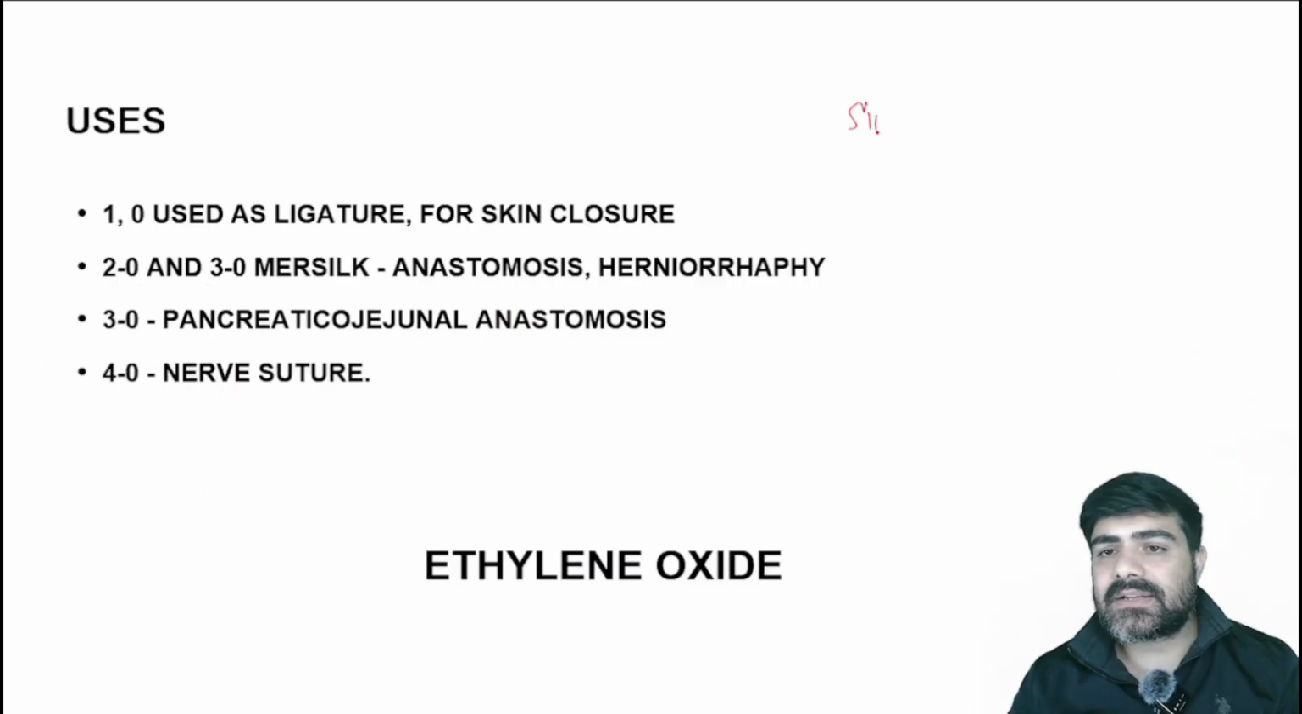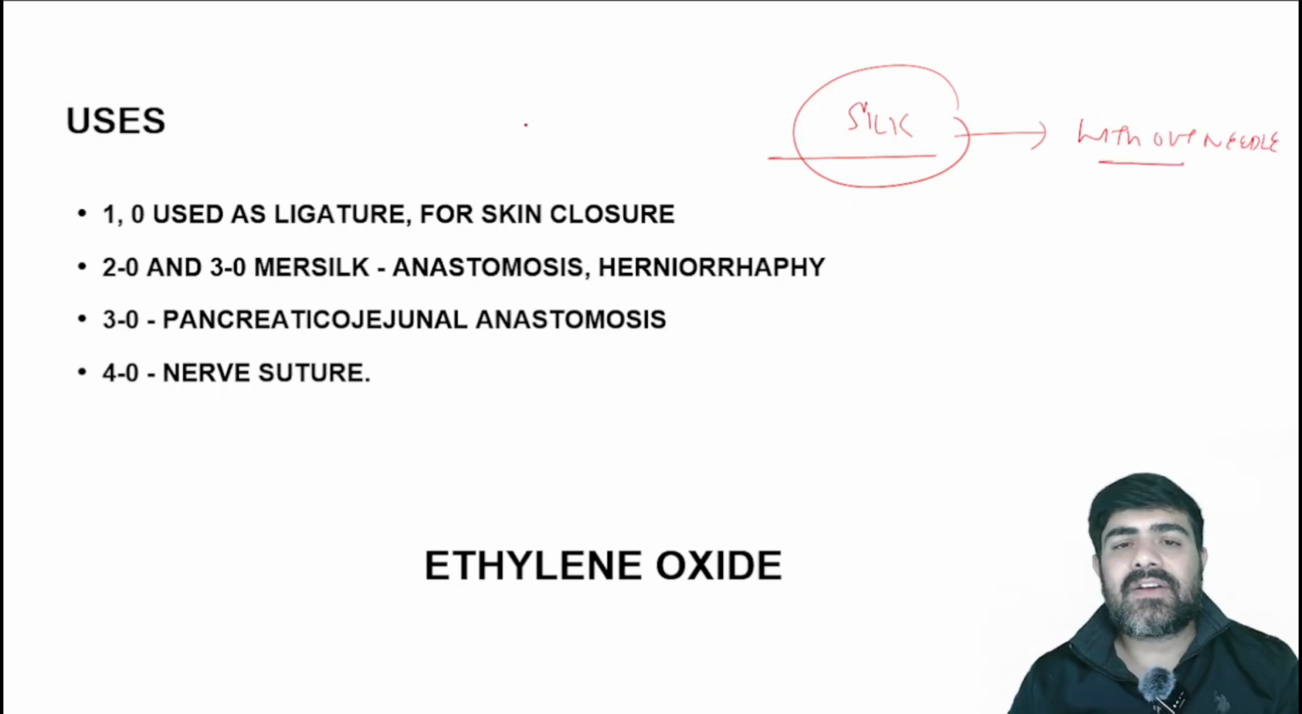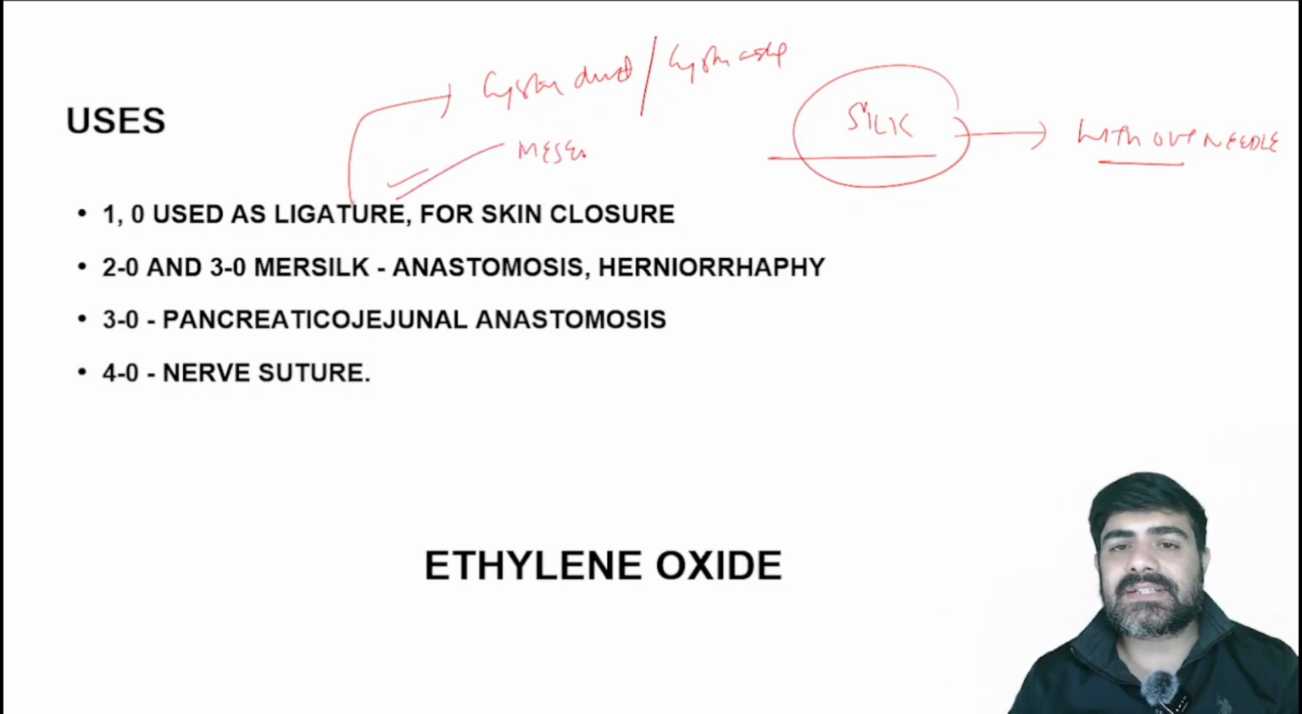Now silk without needle also, that is for ligature, used as ligature and as ties. So in hemostasis, like ligating the cystic duct in open cholecystectomy or the cystic artery, and in case of resection and anastomosis, for ligating the mesenteric vessels. Fine. Then 1-0 or 0 with the needle is used for skin closure.